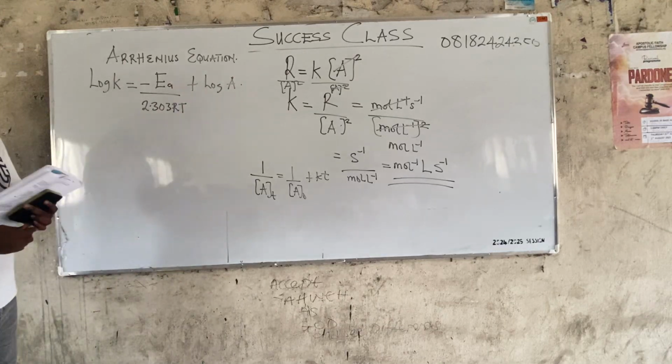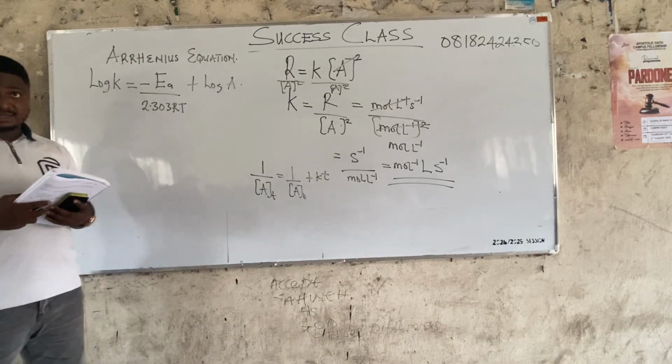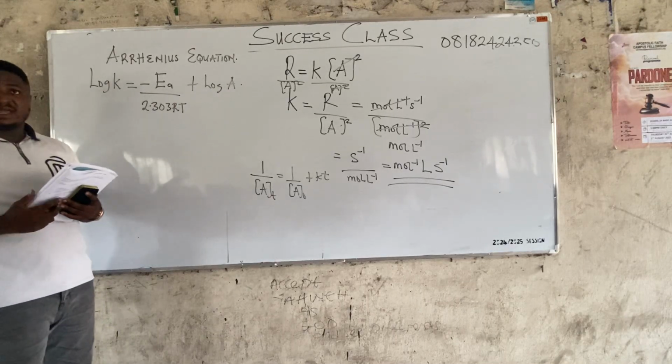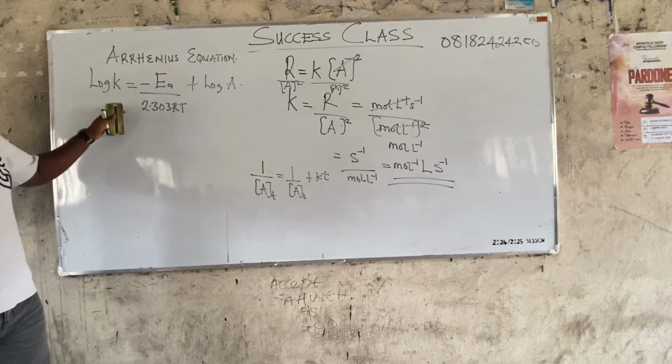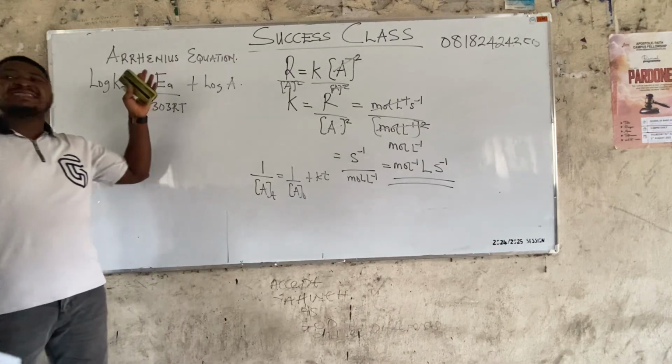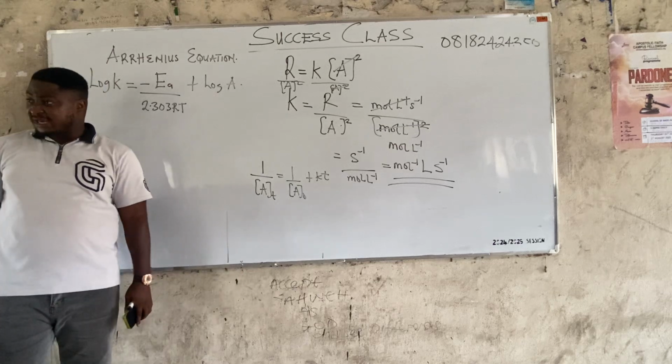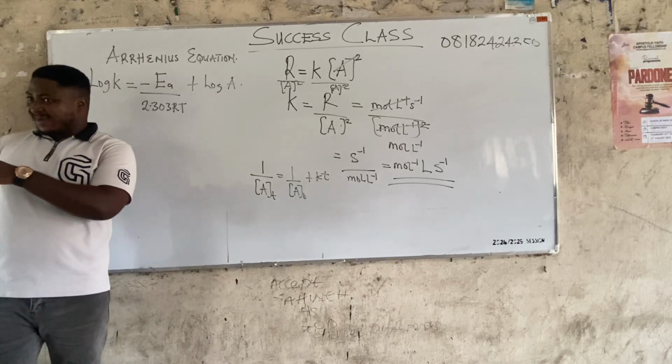This is the Arrhenius equation. Log K. What does K stand for? Rate constant. Rate equals minus Ea. Ea is activation energy. I've explained what activation energy is, right? When I said cutoff mark, remember?